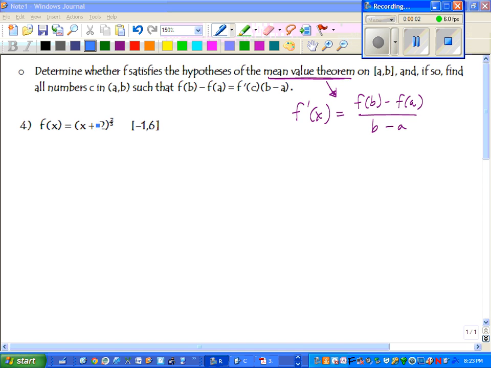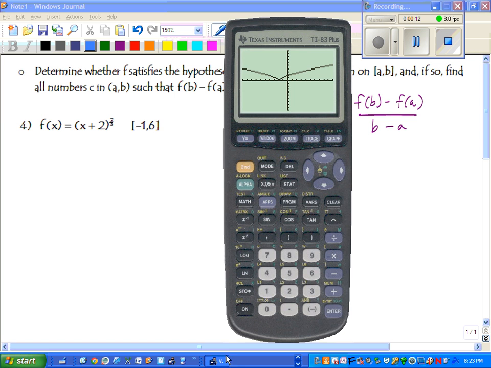All right, number 4, a function that's a little different, something we're not necessarily too familiar with. So let's take a look at a graph to help us figure out if it's continuous and differentiable. So here's the graph of the function. And you can see right here at x equals -2, it looks like it's not differentiable.